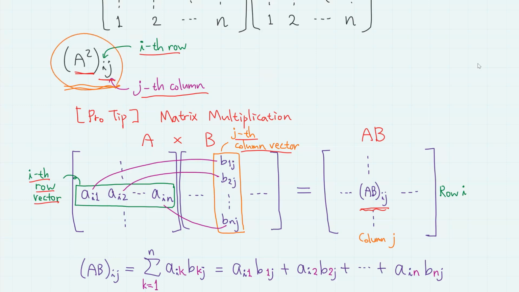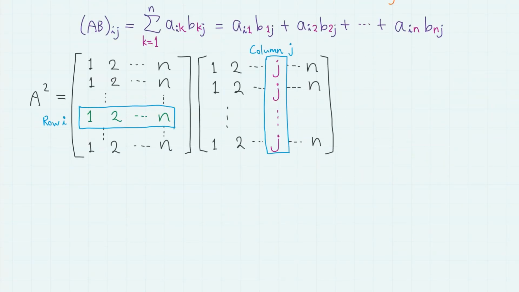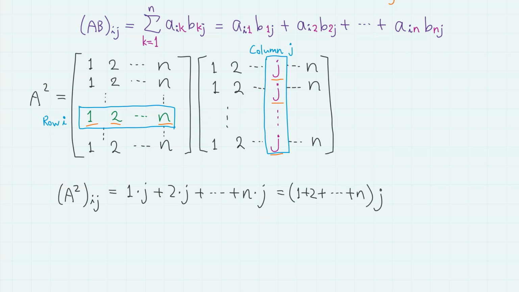So for A squared, the ith row is 1, 2, 3, and so on, n, and the jth column is this vector where all of its elements are j. So we have (A squared) sub ij given as 1 times j plus 2 times j plus so on, plus n times j, so (1 plus 2 plus ... plus n) times j, and we know that this part can be written as n(n plus 1) over 2, so this times j.